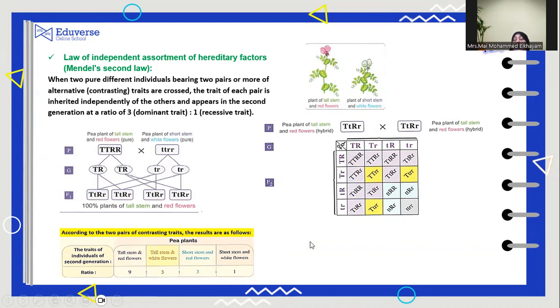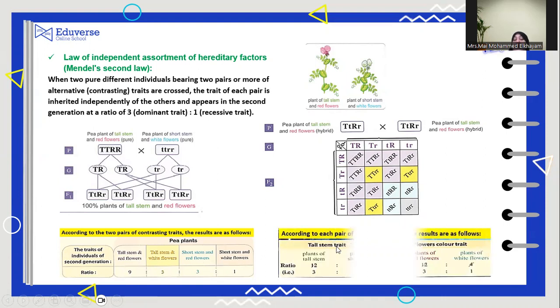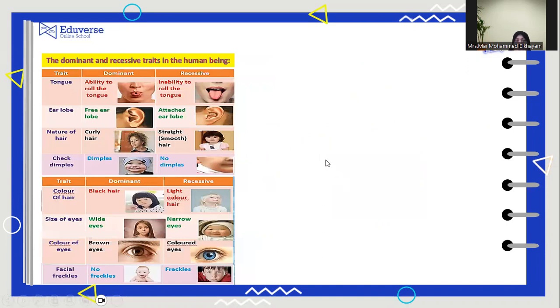But if I'm going to ask about each trait alone, we will get 3 to 1 in the second generation. If I'm going to just describe the height of the stem only, I will get 12 plants that were tall and 4 plants that were short. So by simplification, it's 3 to 1. Plants with red flowers and plants with white flowers, also 12 to 4, by simplification, 3 to 1.